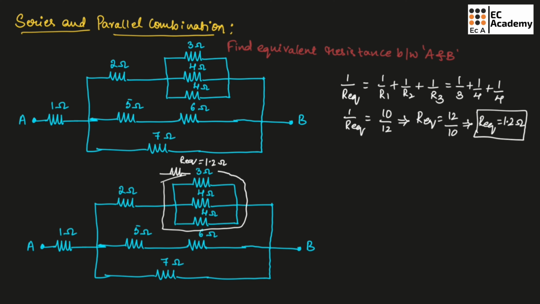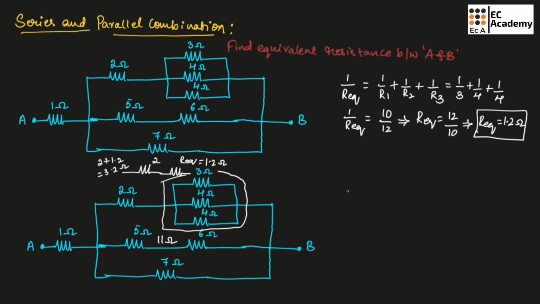Now this equivalent resistor is in series with this 2 ohm resistor. So series combination, we know we need to add these two resistors. So it will be 2 plus 1.2, that is equal to 3.2 ohm. Now these two resistors are in series. So we can replace these two resistors with a single equivalent resistor. That will be 5 plus 6 ohms. So it will be 11 ohms.